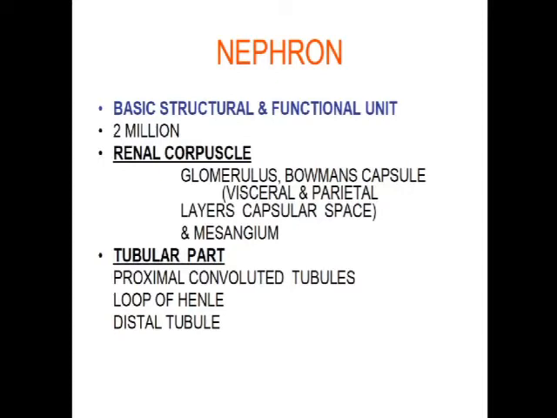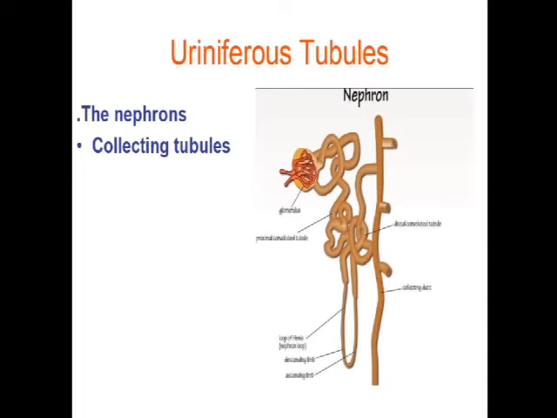Each nephron begins as a double-walled cup-shaped dilatation known as the Bowman's capsule. This is the Bowman's capsule. You can see this is a glomerulus, which is a tuft of capillaries. There is an afferent arteriole and there is an efferent arteriole. This is the vascular pole of the glomerulus or the Bowman's capsule, and this is the renal pole. So this is a tuft of capillary.